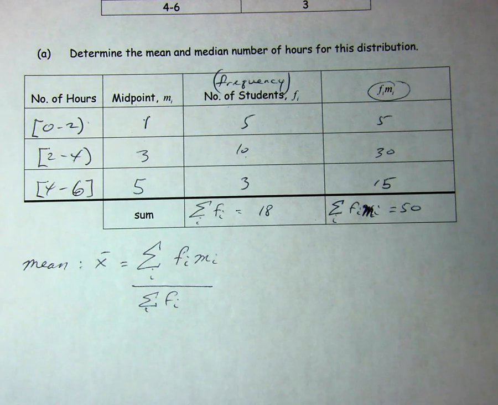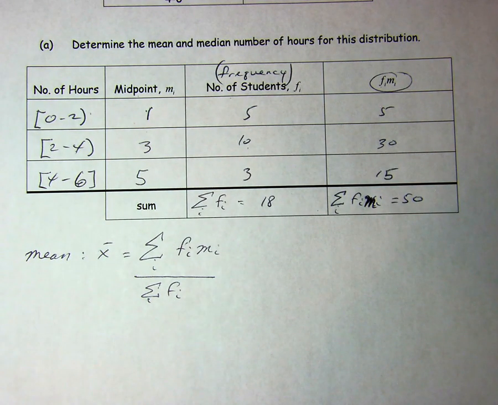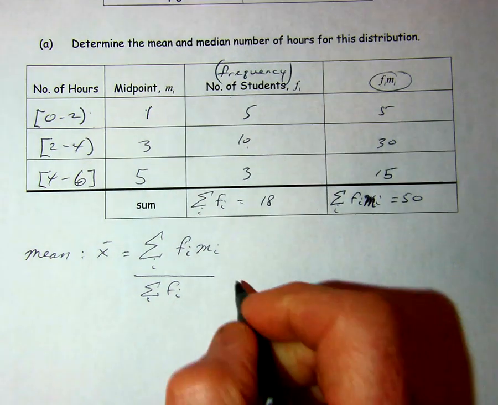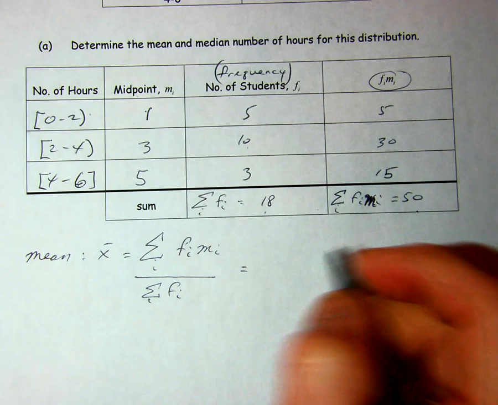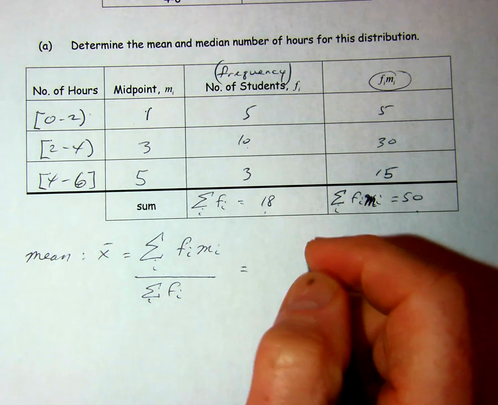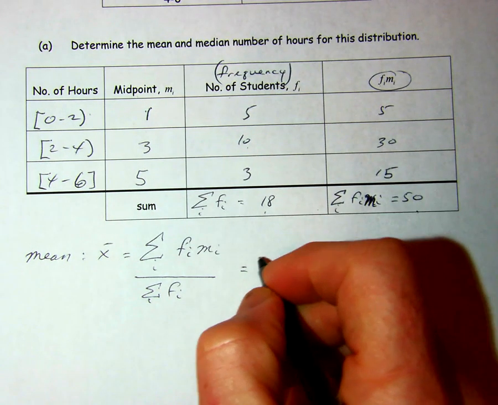So it's a little bit more complicated for group data, but it's not really. The only reason we're using midpoints is because we've lost the original data, all the individual entries, so we're using the midpoints instead. All right. So all that is just this divided by that, right? 50 divided by 18.